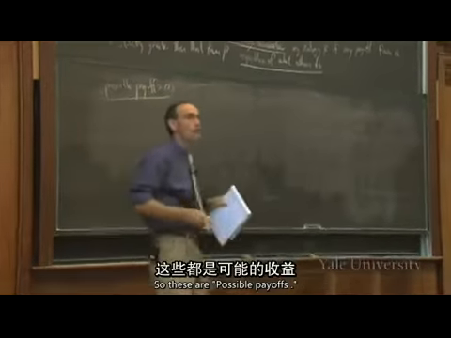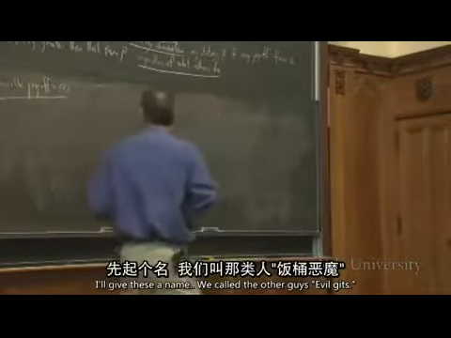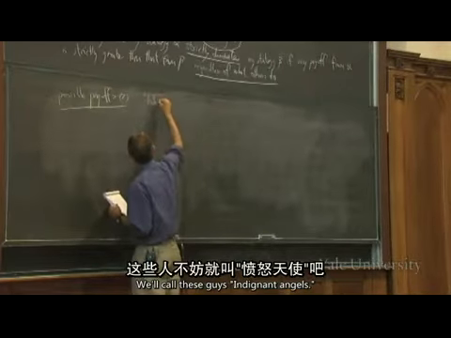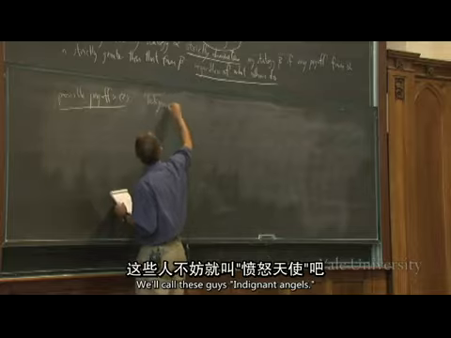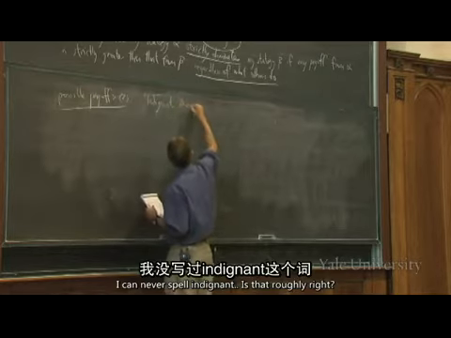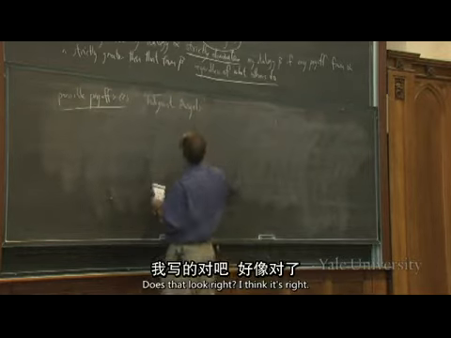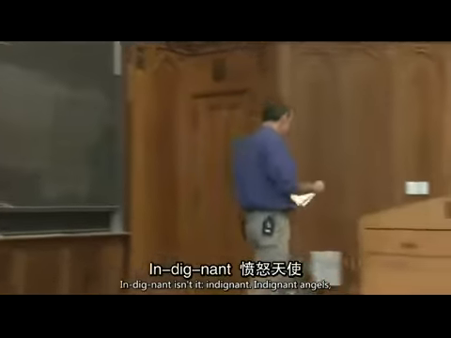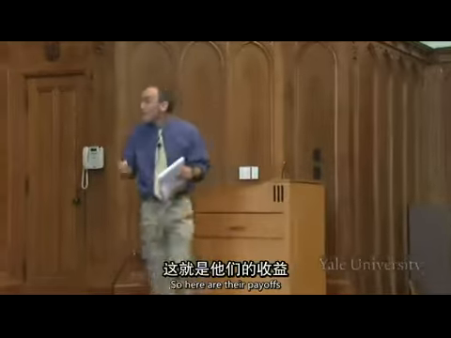So these are possible payoffs too. All right? And I'll give these a name. We called the other guys evil gits. So we'll call these guys indignant angels. I can never spell indignant. Is that roughly right? Does that look right? I think that's right. Indignant. All right? Indignant angels. And we'll see why in a second. So here are their payoffs.